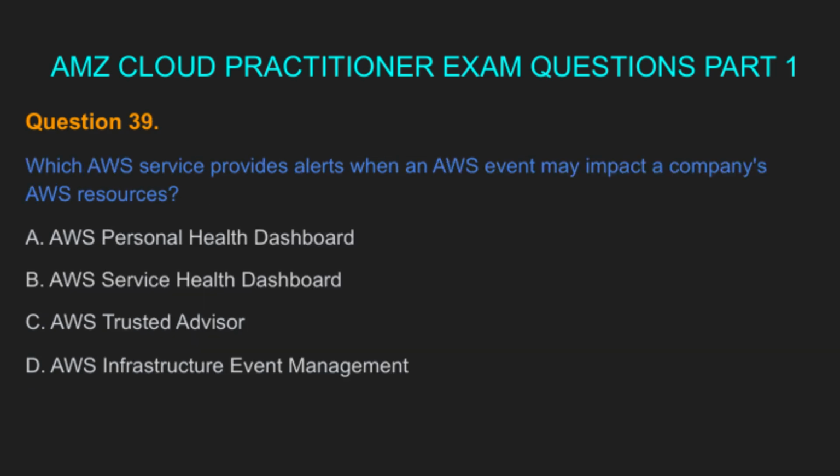Question 39. Which AWS service provides alerts when an AWS event may impact a company's AWS resources? A. AWS Personal Health Dashboard. B. AWS Service Health Dashboard. C. AWS Trusted Advisor. D. AWS Infrastructure Event Management. The answer is A. AWS Service Health Dashboard alerts when an AWS event may impact a company's AWS resources.